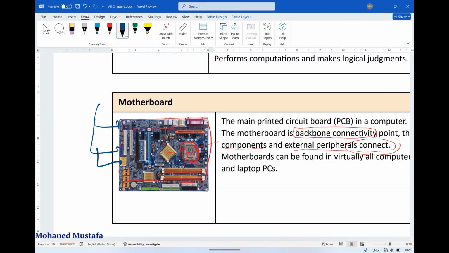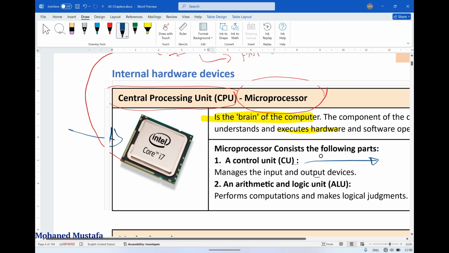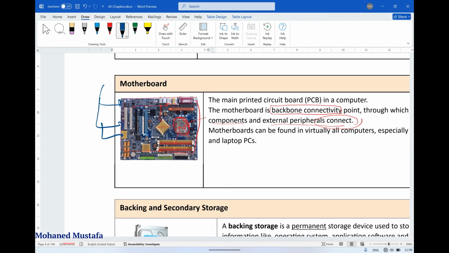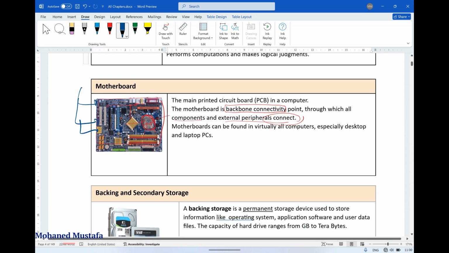Any question? The CPU? Yes, the CPU is very small. Why is the CPU very small? Nowadays, because of the technology. That's why we call it micro. Micro means very, very small. It can be the size of a coin. That's why the name comes. Microprocessor means a very small processor. Are we good? So now we know the purpose of the motherboard.